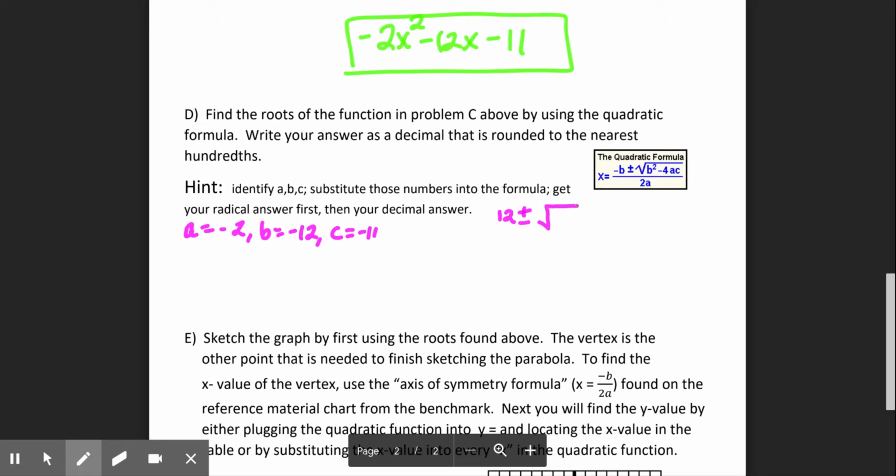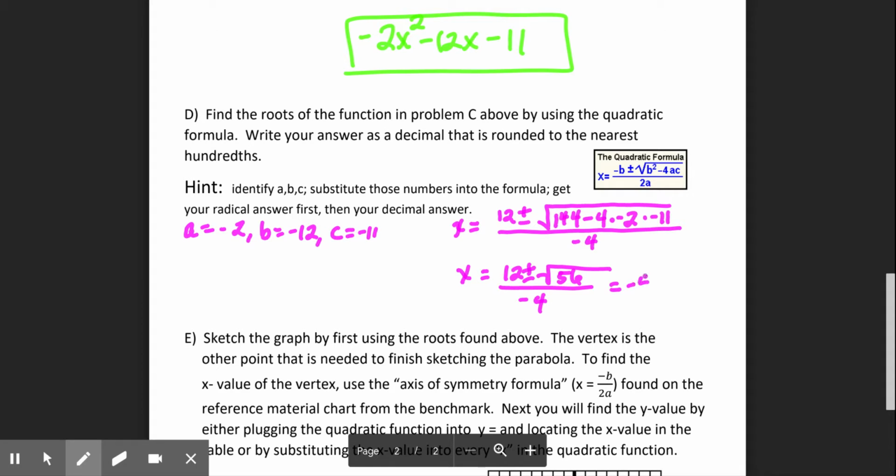plus minus square root of B squared. So negative 12 squared is 144 minus 4 times your A, which is negative 2, times your C, which is negative 11, all divided by twice A, which is negative 4. And remember, we're finding the x's. So x equals 12 plus minus the square root of 144 minus, let's see, 4 times 8 times 11 would be 88, all divided by negative 4. So your two x values will be a negative 4.87 and a negative 1.13. So these are your two x values.